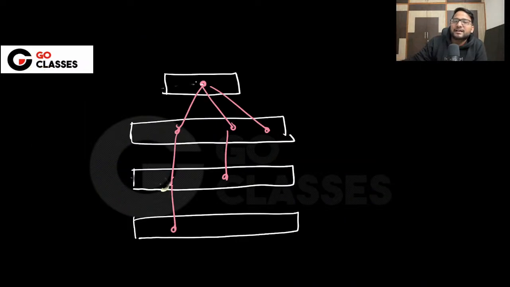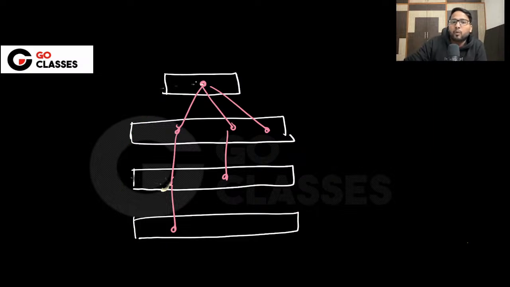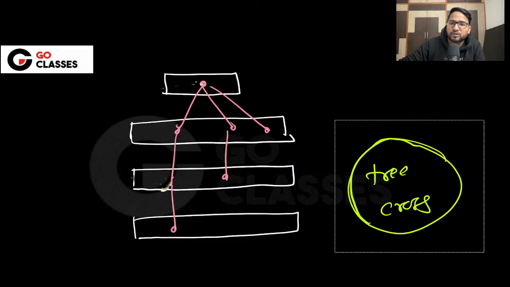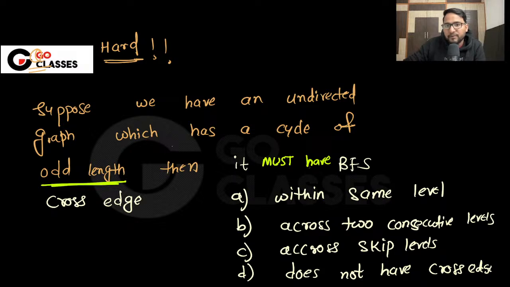See, if only tree edges are there, then how can you have the cycle? It must be having the cross edge, because in undirected either tree edge or cross edge is possible. So if it is forming a cycle, then it must be having extra edges, and those extra edges are the cross edges. Does not have cross edge is the wrong answer.